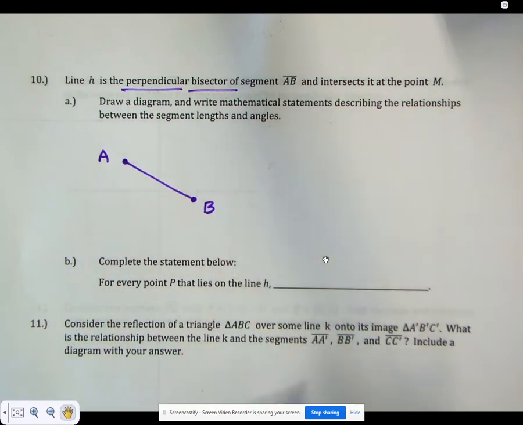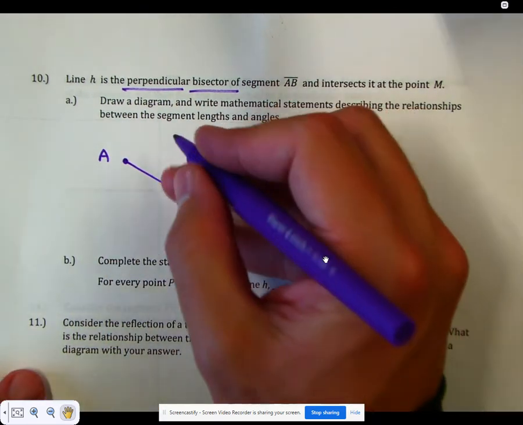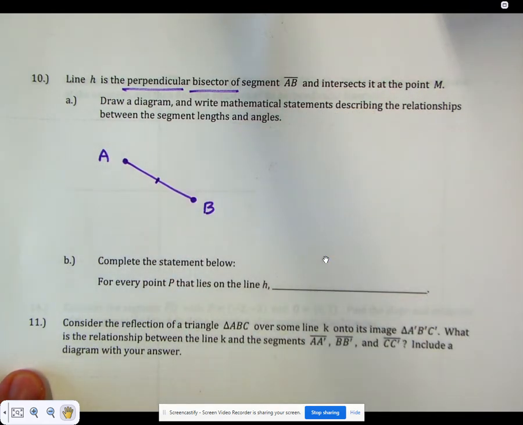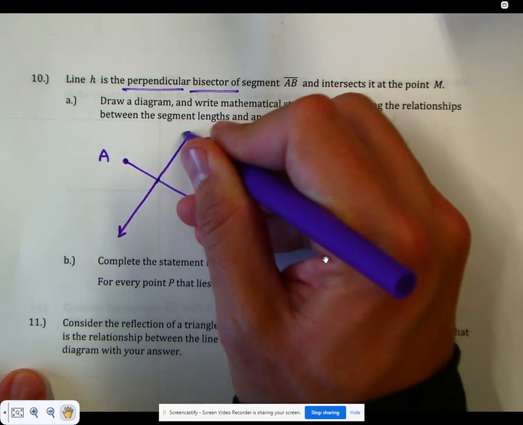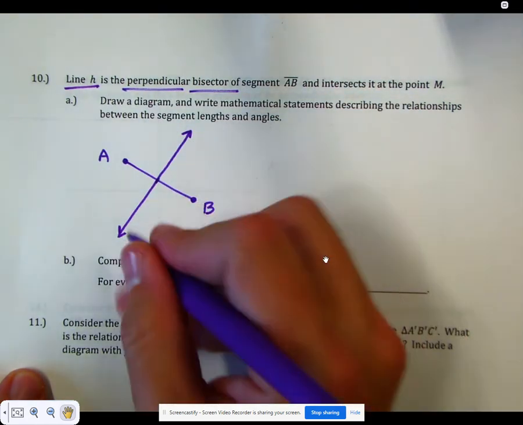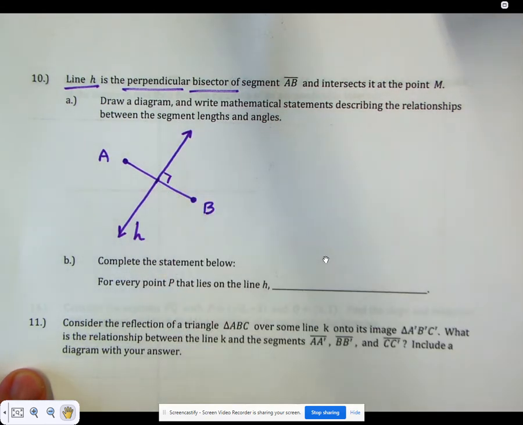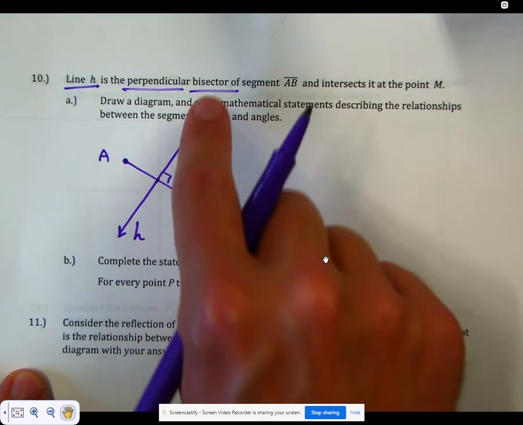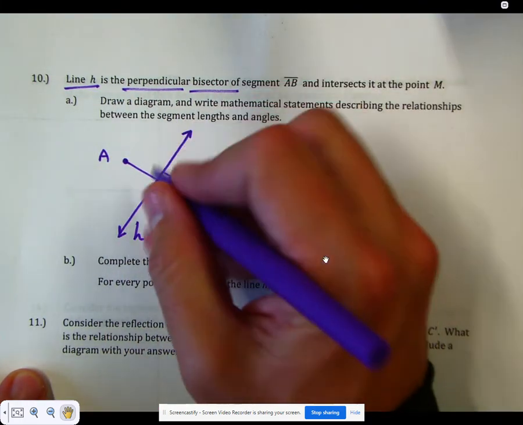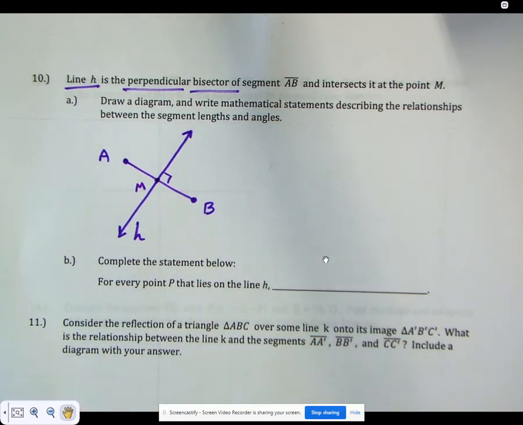Perpendicular means they cross at a 90-degree angle, and bisector means it chops the segment in half. So there's me chopping it in half, and here's the line H. So the line was named H. Okay, so perpendicular I can represent with that little symbol. And it also says that the perpendicular bisector intersects AB at the point M.